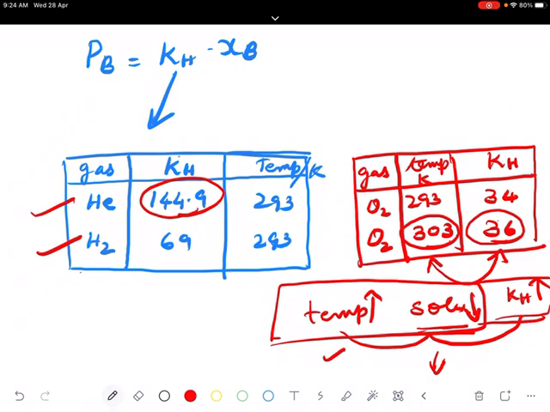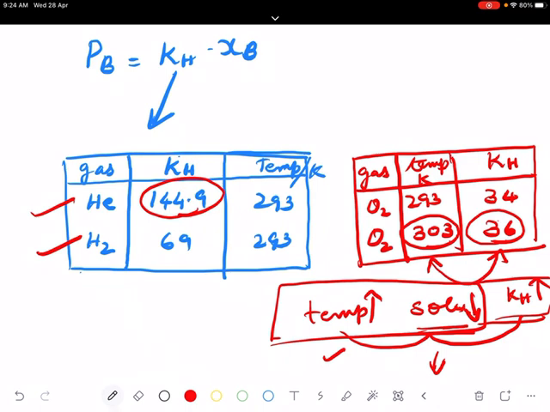What are the applications of Henry's law? The scuba divers I talked about. Then, to increase the solubility of carbon dioxide in soft drinks and soda water, the bottle is sealed under high pressure. Another application of Henry's law is at higher altitudes.